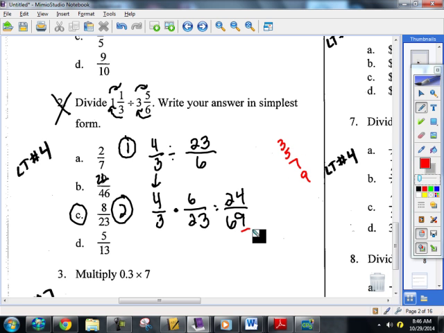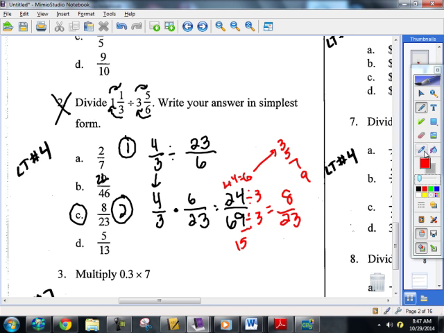Because one of them's odd, we know that it can't have an even factor, right? Odd numbers can never, ever have even factors. Okay? So, we check 3. Remember the rule. 2 plus 4, that's 6. Does that have a factor of 3? Yes. 6 plus 9 is 15. Does that have a factor of 3? Yes. So I know right away I can divide this by 3. And I get 8 over 23.